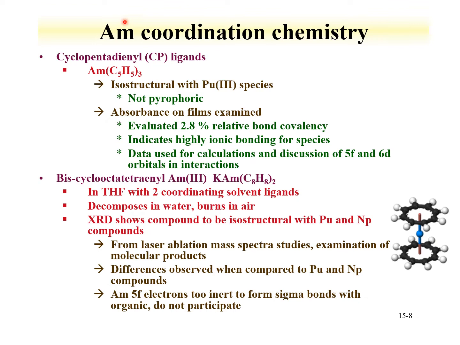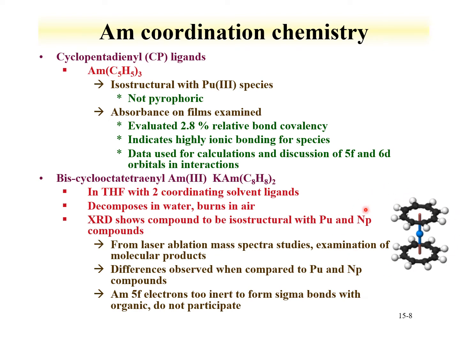The organometallic chemistry of americium has been examined primarily with the Cp ligands. The americium 3 Cp compound has been examined and found to be isostructural to plutonium 3 species. Spectroscopy has indicated that this compound is highly ionic, and this information is used for calculations to discuss the 5f and 6d orbital interactions in the Cp compound.